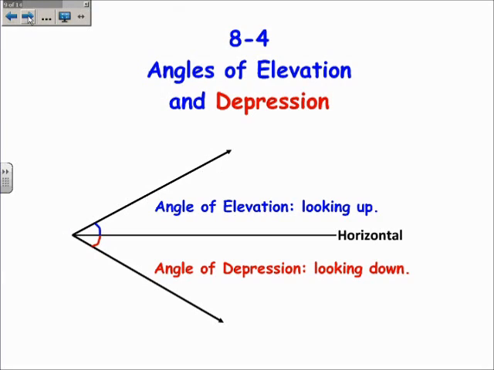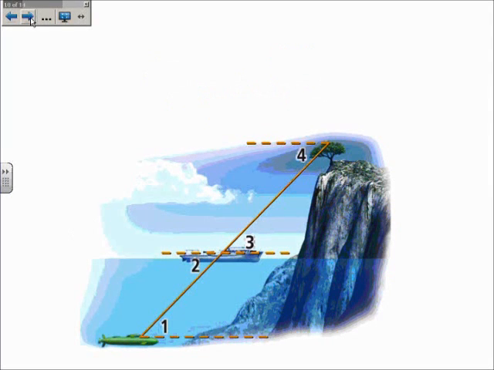Okay, 8-4 is some application questions looking at things called angles of elevation and angles of depression. Looking forward horizontal, if you look up, it's an angle of elevation. If you have to look down, it's an angle of depression. Okay, elevation, depression. So in this picture, angle 1, the submarine would be looking up from its horizontal. This would be an angle of elevation. The boat, at angle 2, would be looking down from horizontal. It'd be an angle of depression.